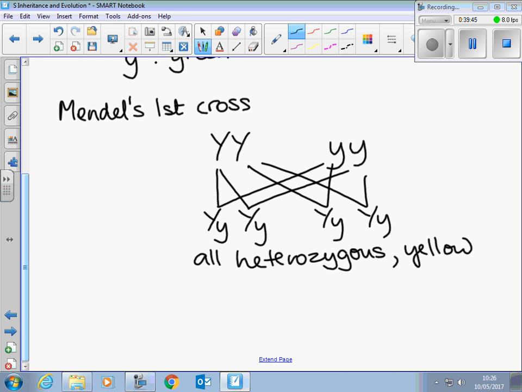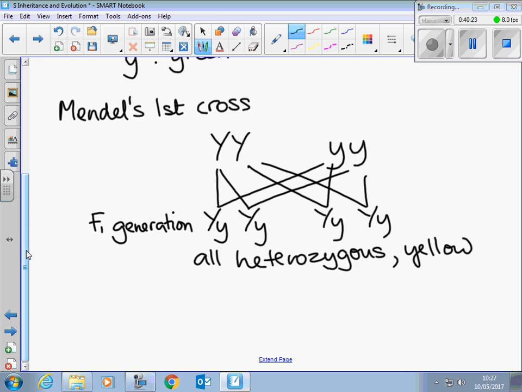Now, I've not really put very much information in there. I should have put the gametes in probably, but sort of saving space here. Now, this first generation after these two homozygous parents is known as the F1 generation. F standing for filial, which means sons. F1 generation. Yep. So an F1 generation comes from two homozygous parents.